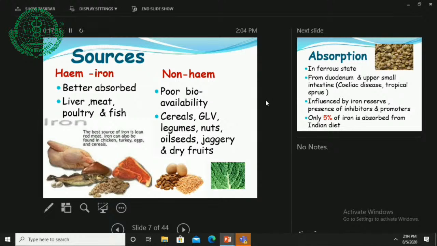Now we'll see what are non-heme sources. The iron which we get from cereals, green leafy vegetables, legumes, nuts, oilseeds, jaggery and dry fruits are the examples of non-heme source of iron. But the bioavailability of iron which we get from these sources is very poor because of the presence of inhibitors in the non-heme sources. We'll see in detail which are those inhibitors and which foods contain those inhibitors in later slides.